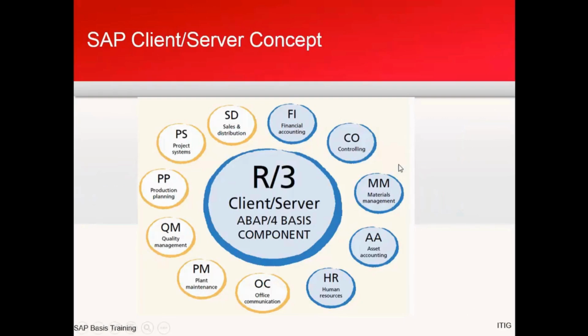Okay, here you can see the concept where you have R/3 client server, ABAP/4 basis component, and different modules like financial accounting module, controlling module, material management module, asset accounting module, HR module, office automation module, plant maintenance module, quality management module, production planning module, project system module, and sales and distribution module.